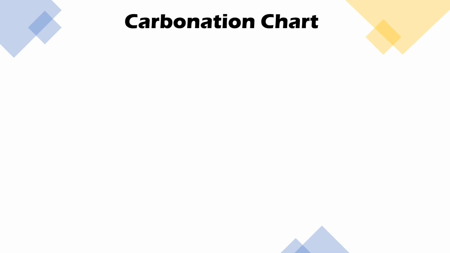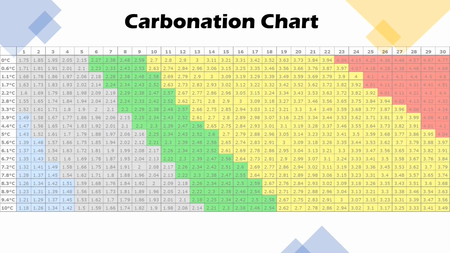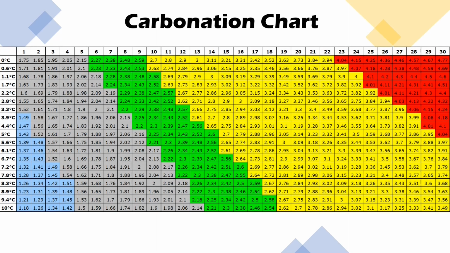Now that we've worked out our beer temperature and desired carbonation volume, we can determine what pressure to set our gas regulator to. To do this, we can have a look at a carbonation chart. I'll add a link to one of these carbonation charts in the video comments.